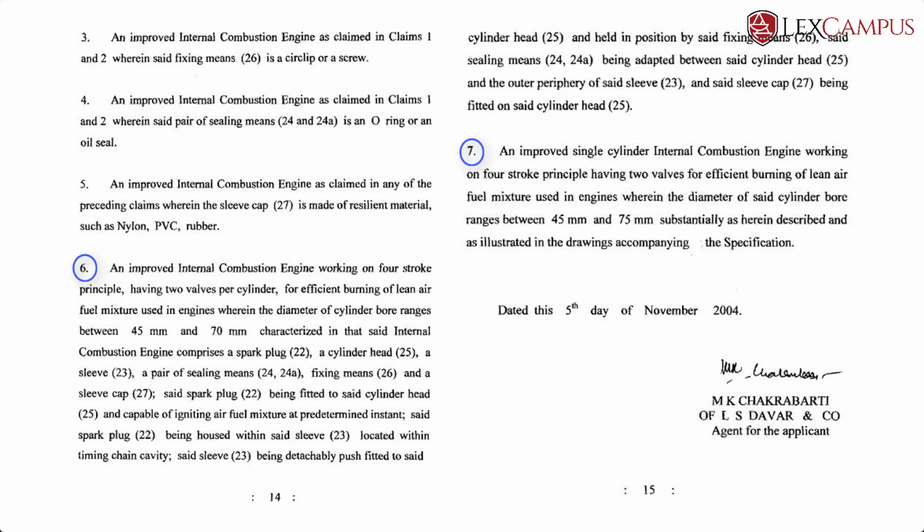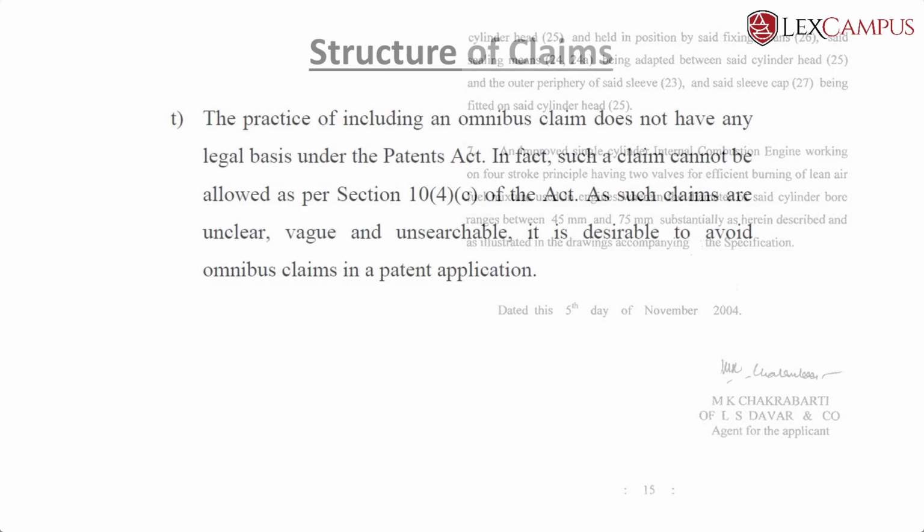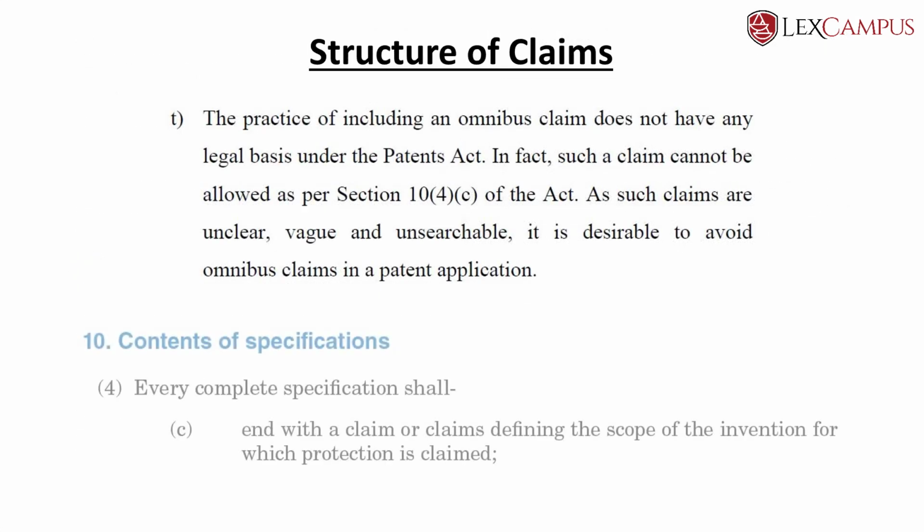It used to be a practice that omnibus claims were granted before, but now it is not granted. The Patent Office has a manual, the Patent Office manual. The manual clearly says omnibus claims are no longer granted, where they say substantially as herein described and as illustrated in the drawings accompanying the specification. It is an omnibus, it is just reiterating what is already covered in the specification.